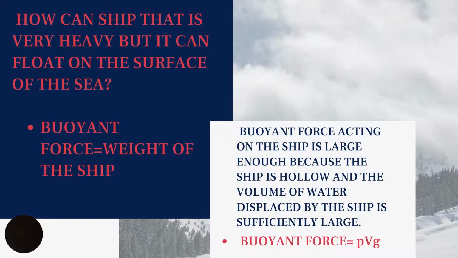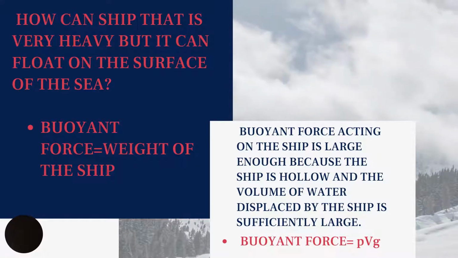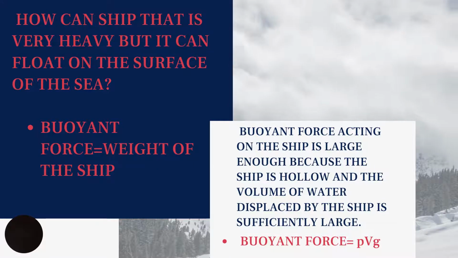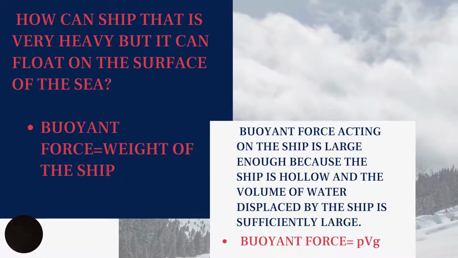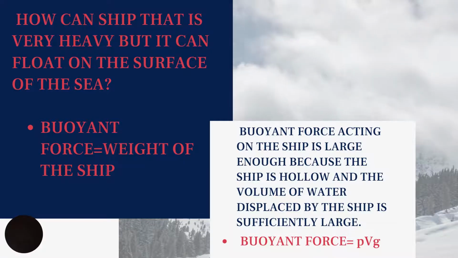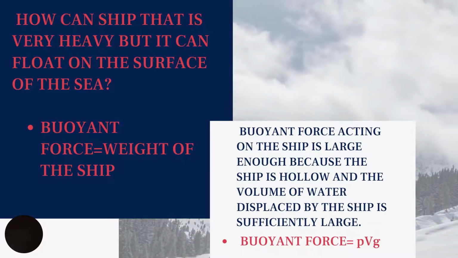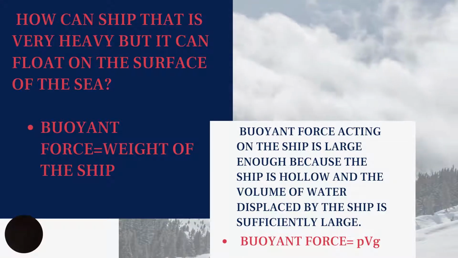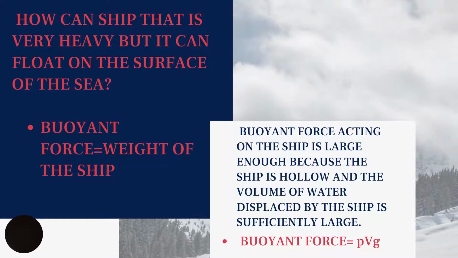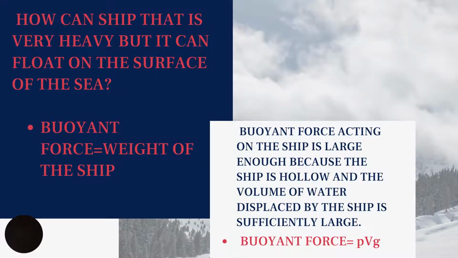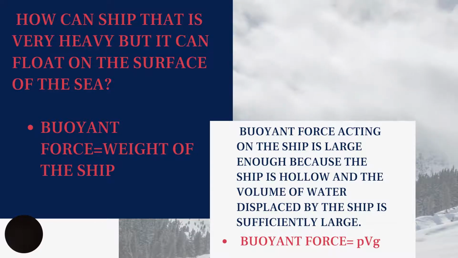Now, there is one question. How can a ship that is very heavy float on the surface of the sea? The answer is because buoyant force is equal to the weight of the ship. It is the same as what I mentioned before about the Archimedes principle. The buoyant force acting on the ship is large enough because the ship is hollow and the volume of water displaced by the ship is sufficiently large.